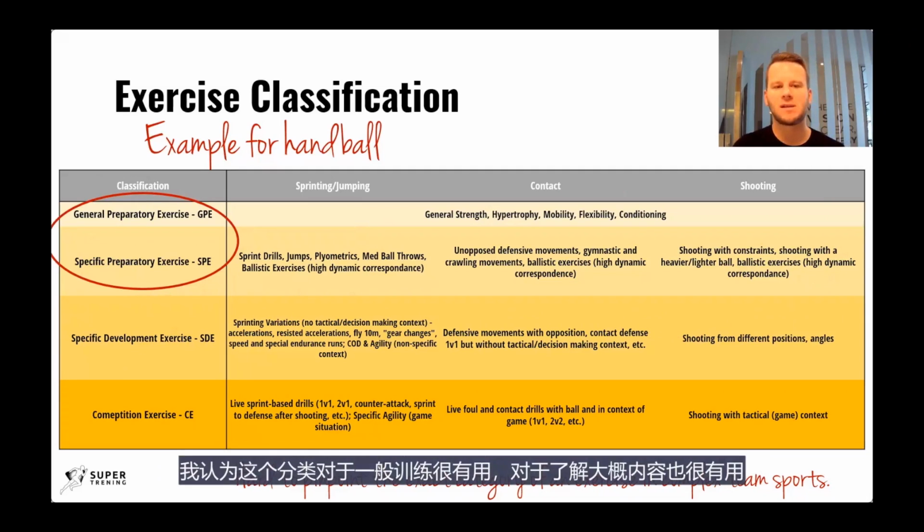So I think this strategy or this kind of classification is useful from a general viewpoint to maybe get a better idea and better insight, but not very useful for team sports in detail.